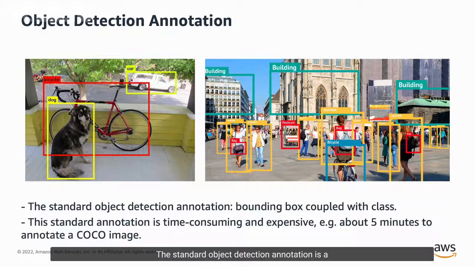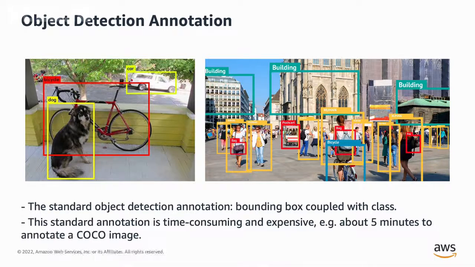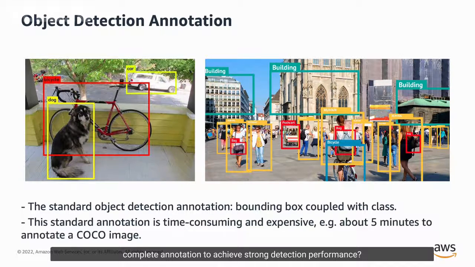The standard object detection annotation is the bounding box coupled with the class information. However, this standard detection annotation is very time-consuming and expensive. For example, the complete annotation of a single Coco image takes about 5 minutes. The question is, do we need accurate and complete annotation to achieve strong detection performance?